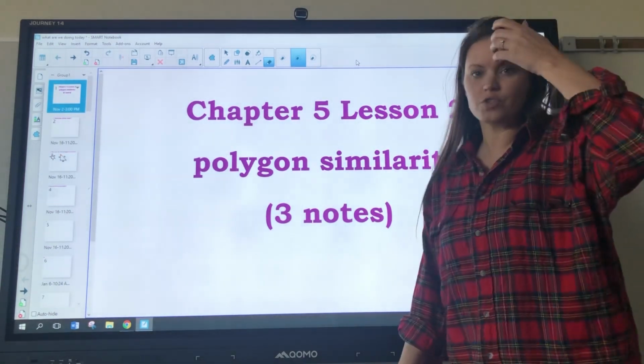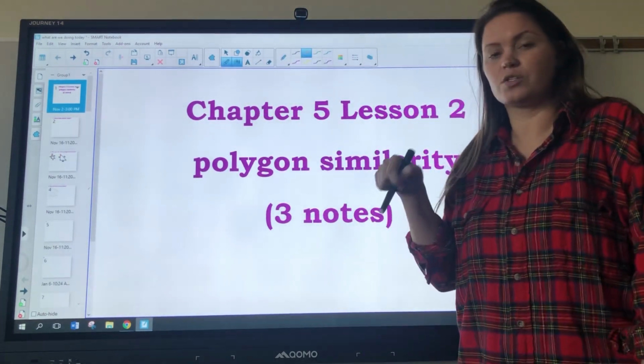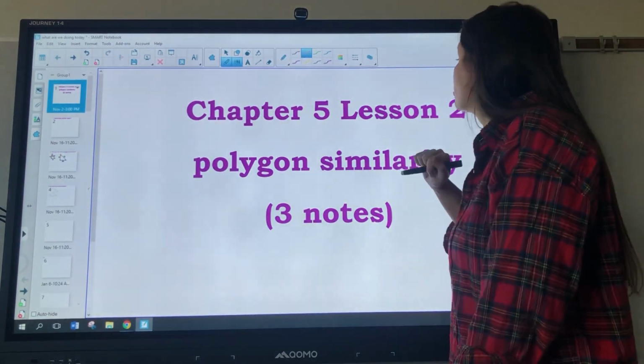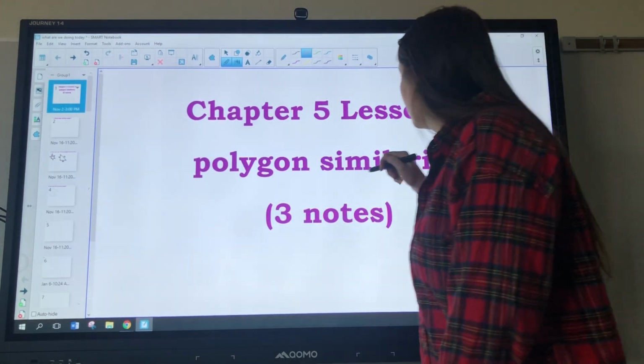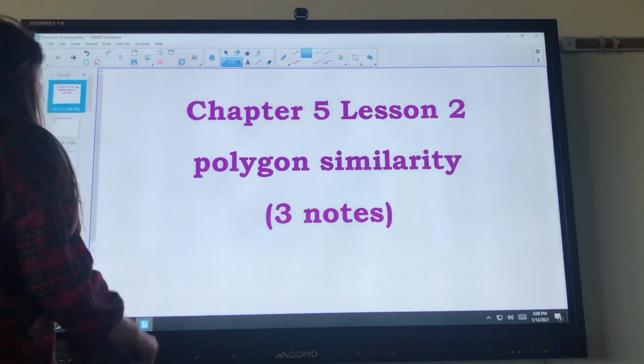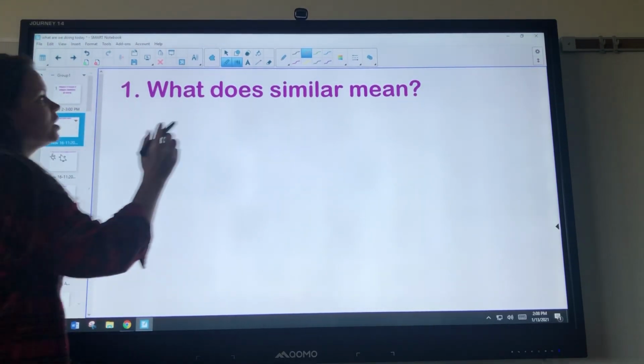So the first two things you did were review of 6th grade so that we can use those 6th grade skills on triangles now and on shapes. So it's called polygon similarity, and there's just 3 problems that I need to teach you. So the number one question people ask me is, what does similar mean?